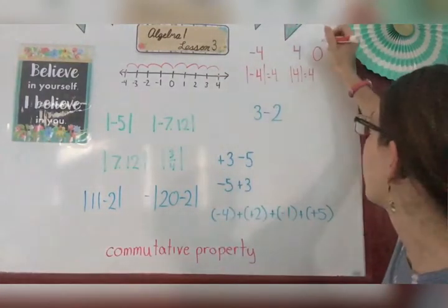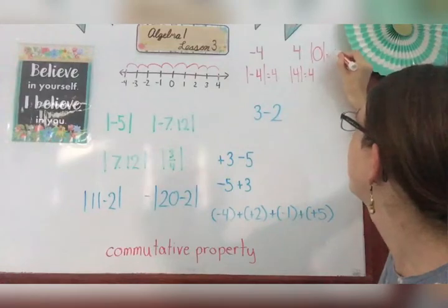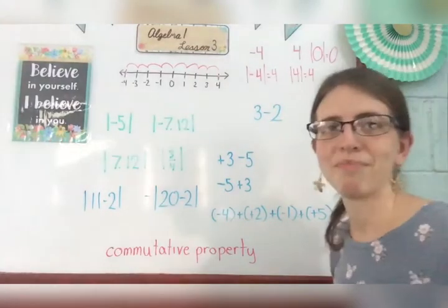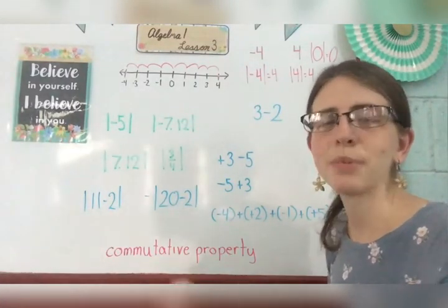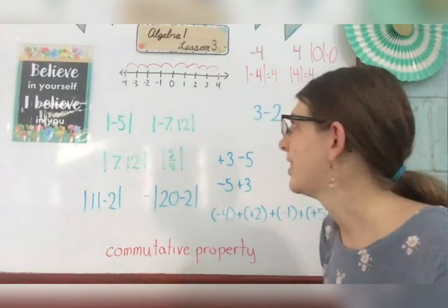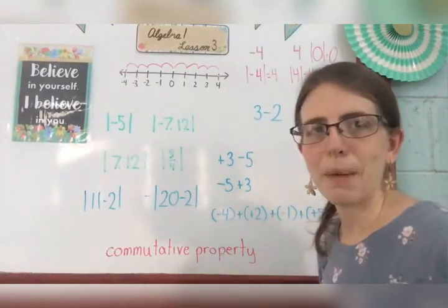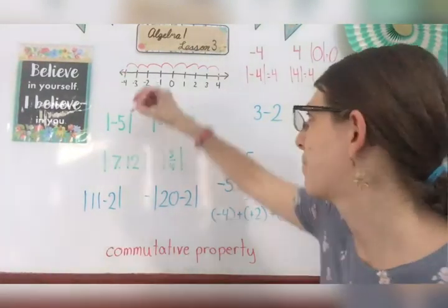And the absolute value of 0, well, how far is 0 from 0? 0. That's it. So that's your rule. The absolute value of every number is a positive number, and the absolute value of 0 is 0. So look at these. The absolute value of -5, what would that be? It would be 5.